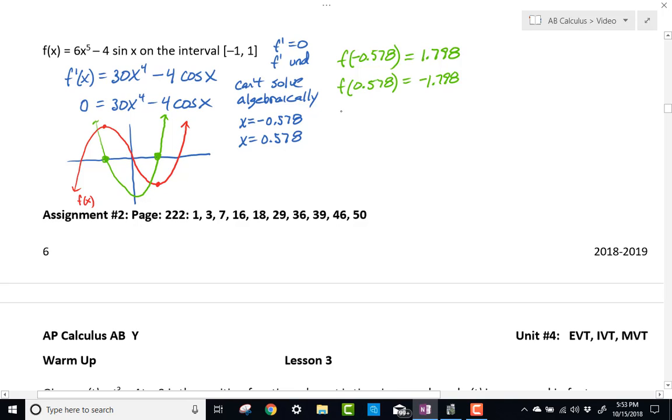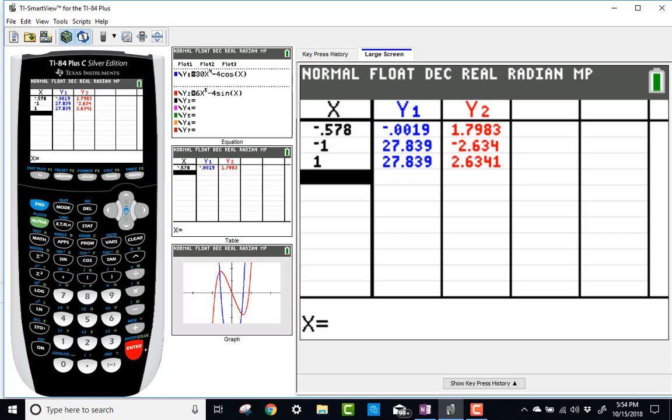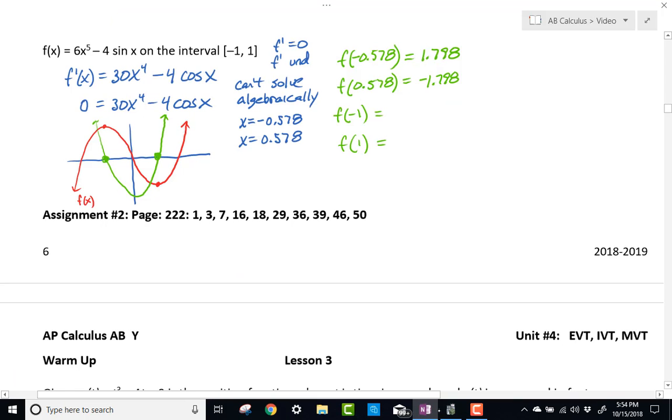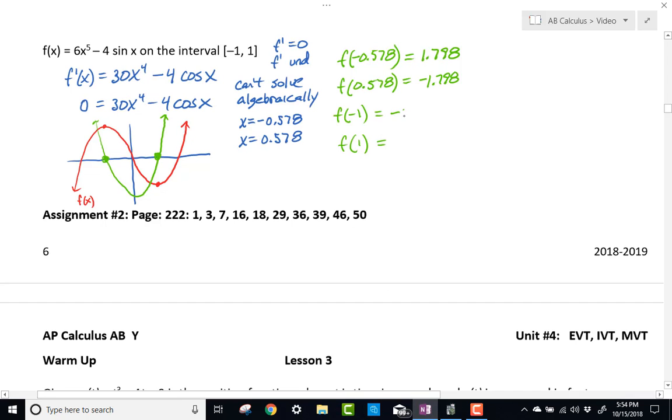We also need to check our endpoints, f of negative 1 and f of positive 1. Now these we could do algebraically, but we know sine of 1, that's not going to work. Let's go back to our calculator. I need negative 1 and positive 1. And hey, they come out to be exactly the same: negative 2.634 and positive 2.634. So which one was which here? Negative 2.634 and positive 2.634.